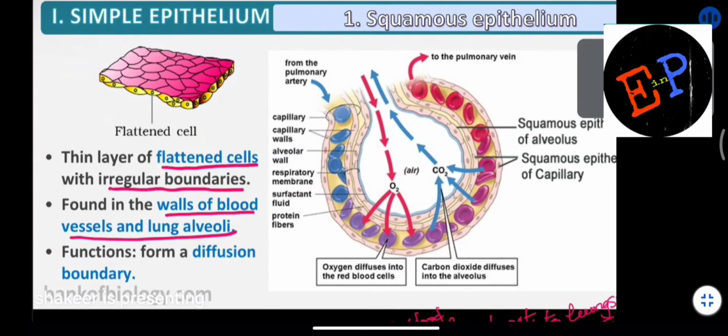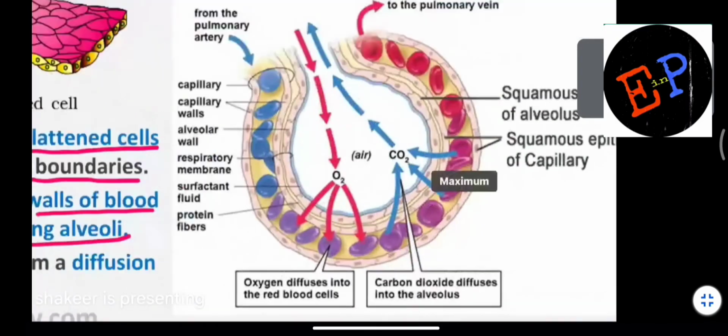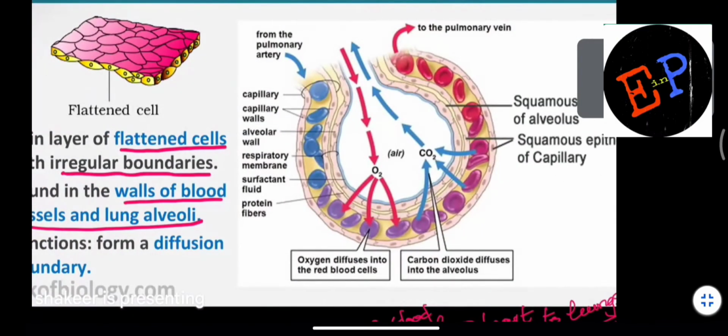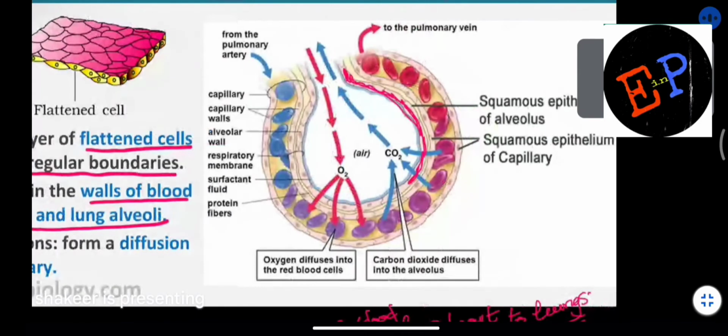In the figure you can see here. Clear? See here, you are seeing this inner layer. This total inner layer, it is made up of what? It is made up of squamous epithelium. Are you able to understand?